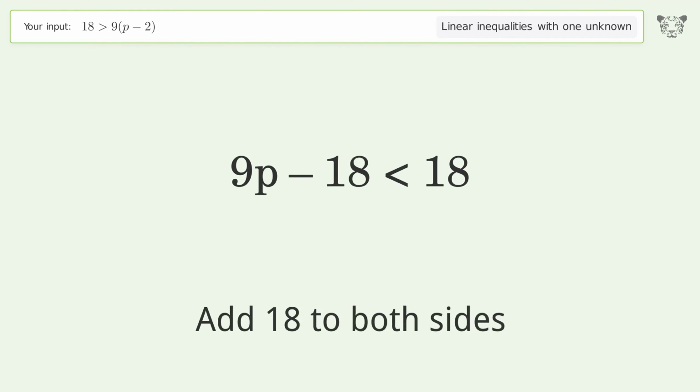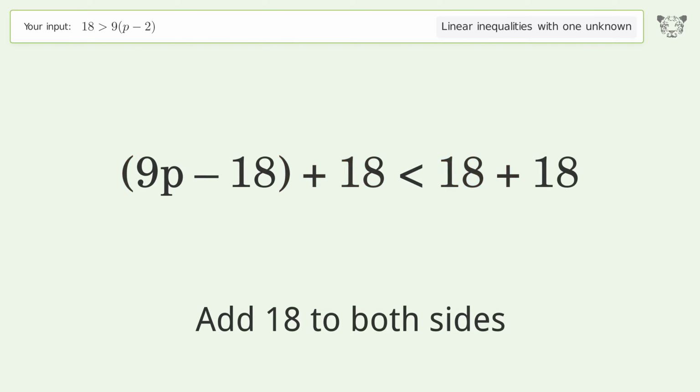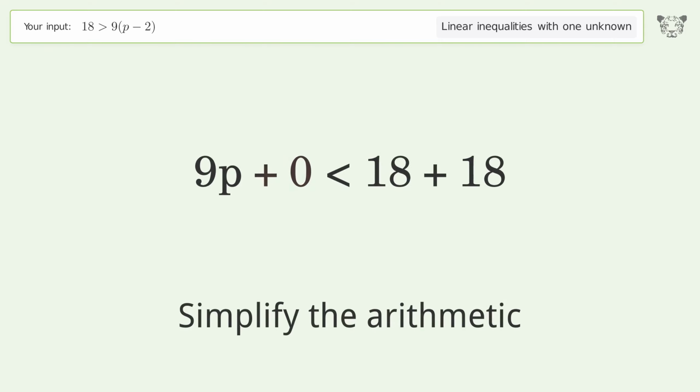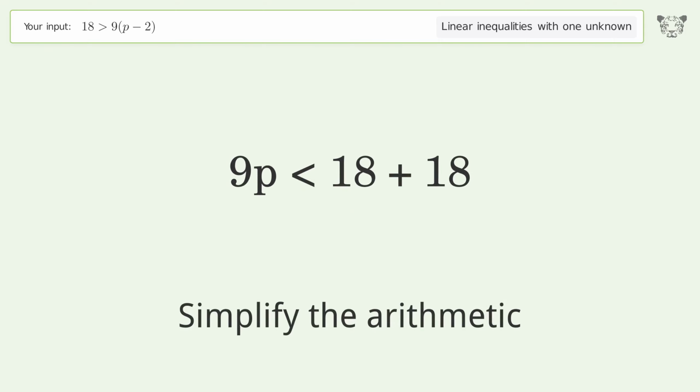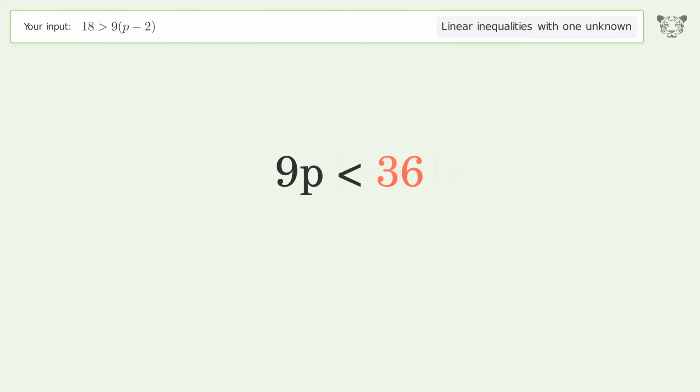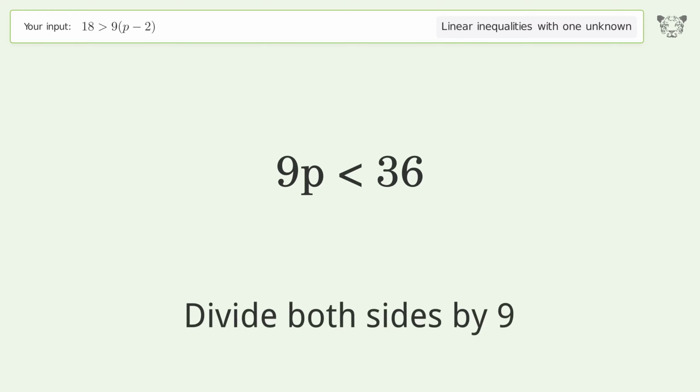Add 18 to both sides. Simplify the arithmetic. Isolate the p. Divide both sides by 9.